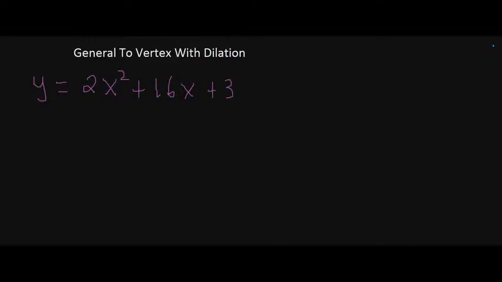Algebra 2, welcome very much to another special edition on how to go from general to vertex form with a dilation variable. If you look at the previous examples that we did, you should see that we had something like y is equal to x squared plus 8x plus 3. Well, if you notice, what's the number in front of x squared? Yeah, it doesn't show it, but it's just 1. Well, over here, it's 2.